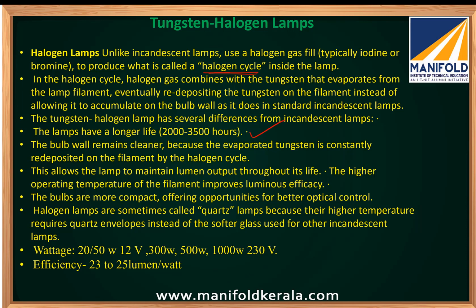They have longer life. The bulb wall remains cleaner because the evaporated tungsten is constantly redeposited on the filament by the halogen cycle. So the luminous efficacy or the efficiency will remain the same throughout the life because the surface wall is cleaner. The bulbs are more compact and they have better optical control.